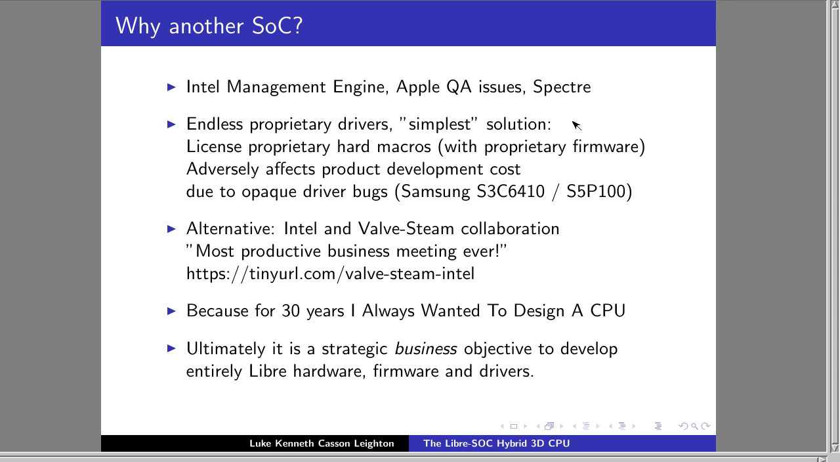No fabless semiconductor company has ever put their foot down and said, I'm sorry, your proprietary firmware isn't good enough, we're going to reject it and find another way. They go, oh, we just want to make money from selling chips. That will do. Right. So ultimately, all of this stems from a strategic business objective to develop entirely Libre hardware, firmware, and drivers so that we can go to companies and say, use our chip, it will be easier for you to develop, it will cost you less money to develop your product.